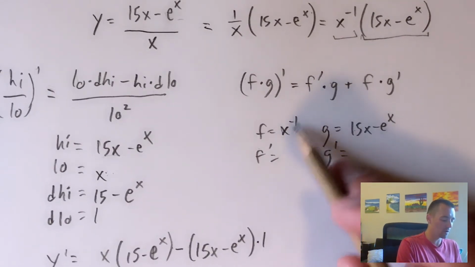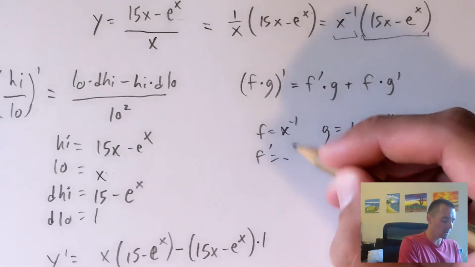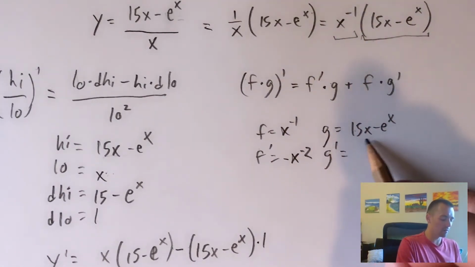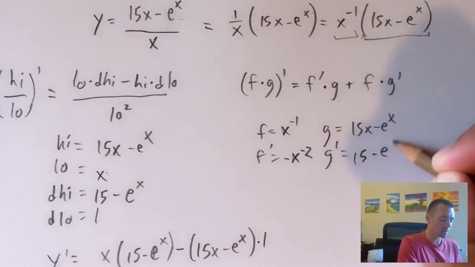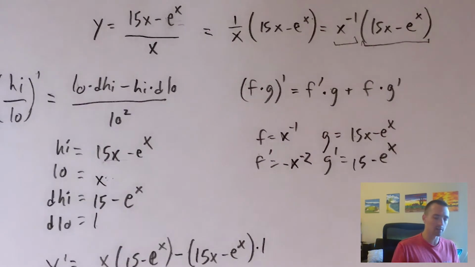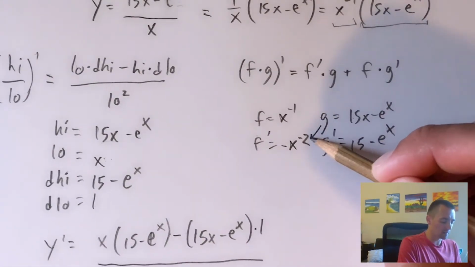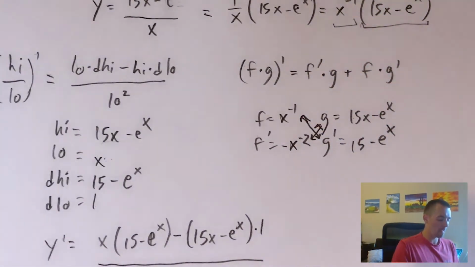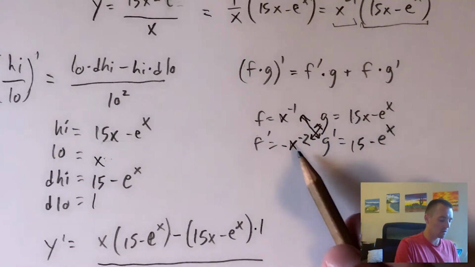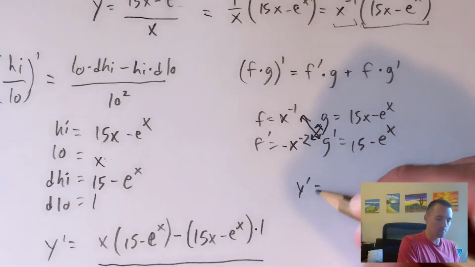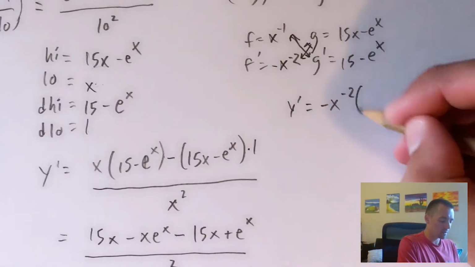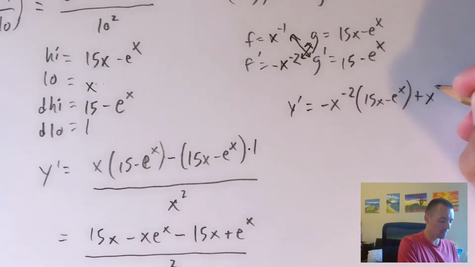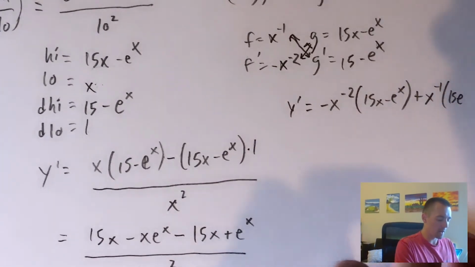So we're going to bring the power down in front and lower our power by 1. So bring the negative 1 down in front, lowering our power by 1, doing negative 1 minus 1 is going to give us minus 2. And then the derivative over here, we're going to get 15 minus e to the x, because the derivative of e to the x is just e to the x. So now we're going to cross multiply these. We're going to do f prime times g, g prime times f, and then add them together. So we'll start here. We got y prime being negative x to the negative 2 times 15x minus e to the x, and then plus x to the negative 1 times 15 minus e to the x.